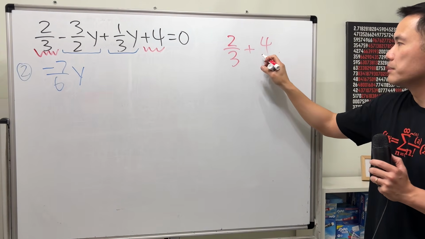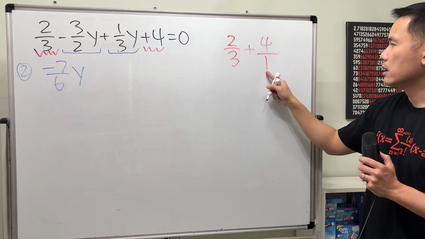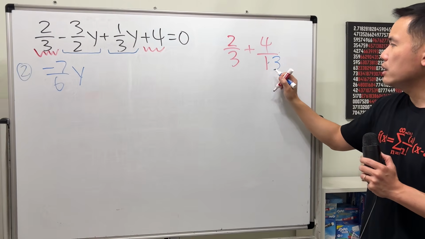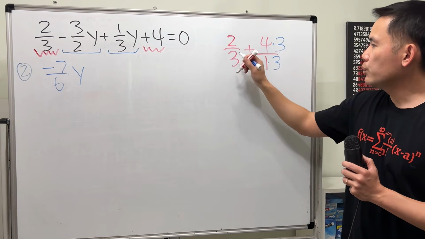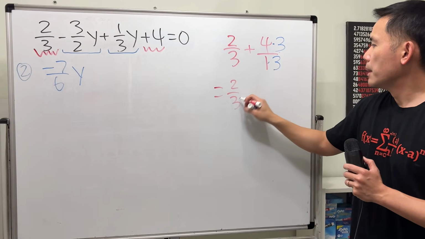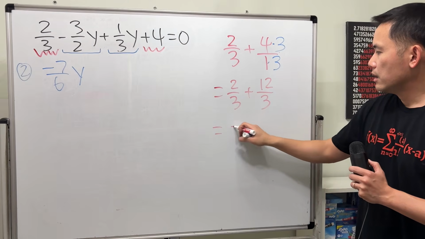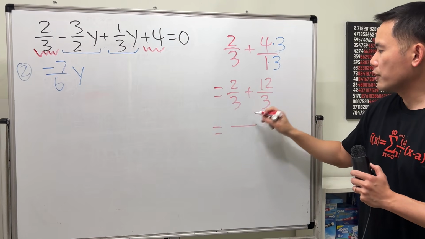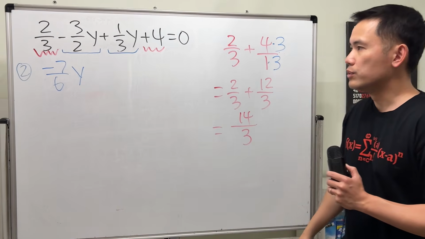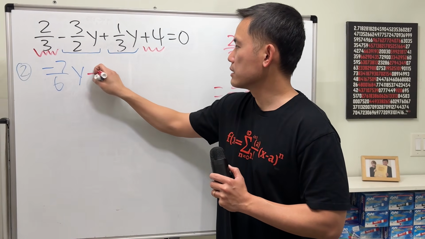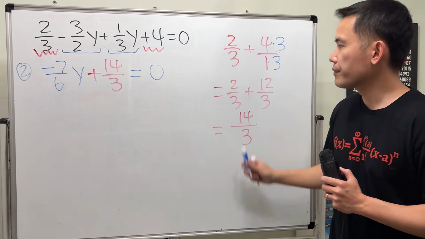First, notice that the 4 is the same as 4 over 1. And then get the common denominator. Here we have 3, here we have 1. If we multiply the 1 by 3, then we get 3. So they will be the same. And do the same thing on the top. And we see that that will be 2 thirds plus 12 over 3. And then 2 plus 12 is 14. And then you keep the 3. So together we have 14 over 3. That's the second part right here. So plus 14 over 3, and that is still equal to 0.